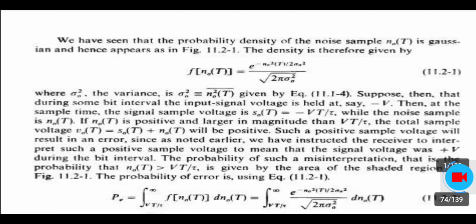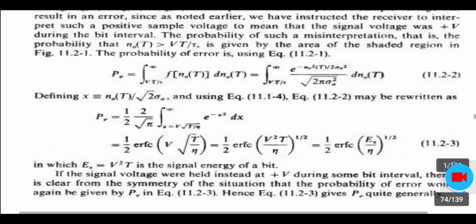And one more thing, the probability of error you can define as P suffix E, that means some integral of f n naught of t, d n naught. This is simply the integration of the noise. And to expand the above equation, f naught of t, some equation can be substituted in the integral. So this is simply to calculate the probability error density function.